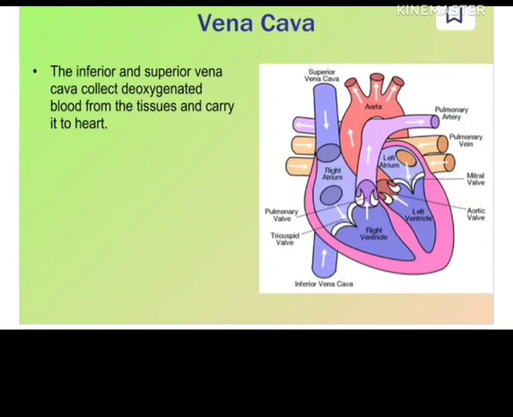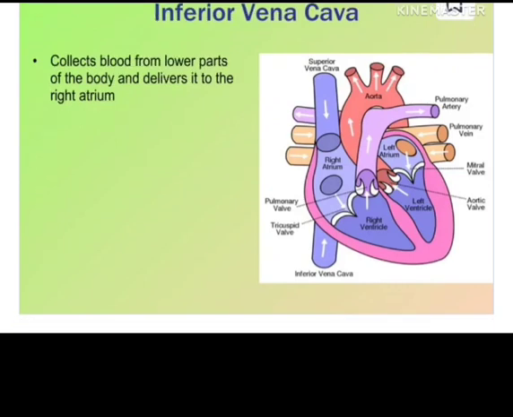First is the vena cava. The inferior and superior vena cava collect deoxygenated blood from tissues and carry it to the heart. The inferior vena cava collects blood from the lower parts of the body and delivers it to the right atrium.